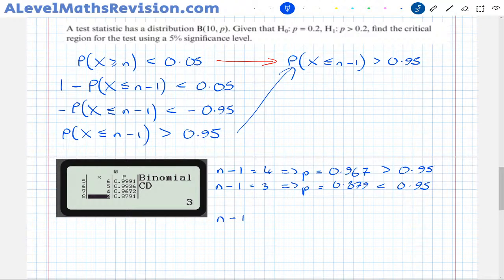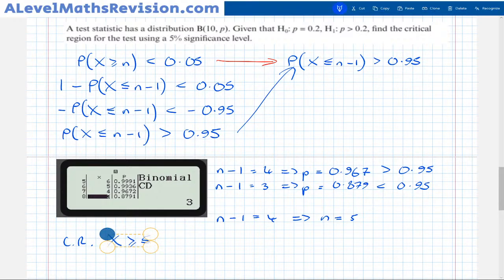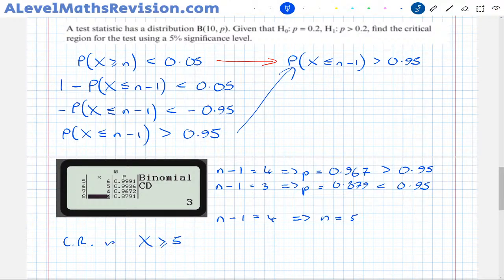Therefore, n minus 1 equals 4. So n equals 5. So any observations now greater than or equal to 5 will be rejected. The critical region is x bigger than or equal to 5.